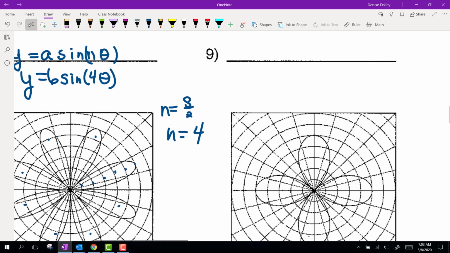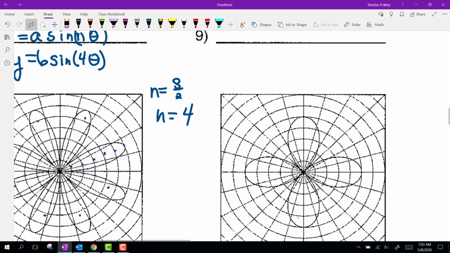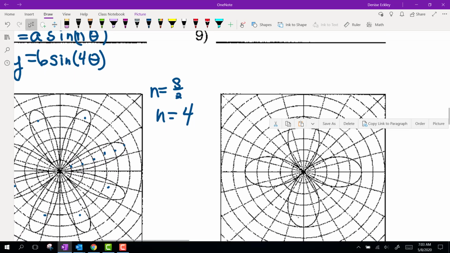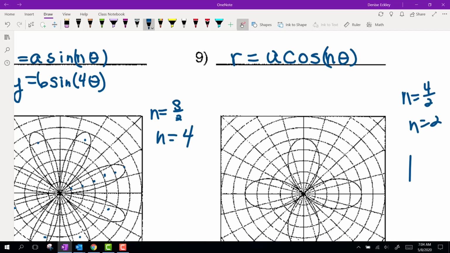And then finally, the last one, we have a rose curve again. And this time we have 4 petals, which is even. And we also have petals on the x-axis, which means that our form is going to look like this. R equals a cosine n theta. And we know that n is going to equal 4 divided in half, which is 2. So we have an n of 2 since there's 4 petals.